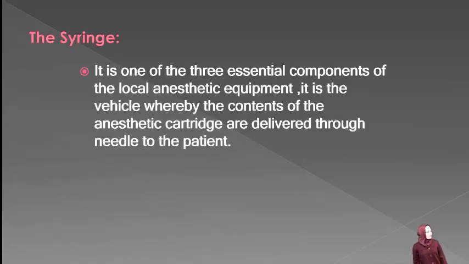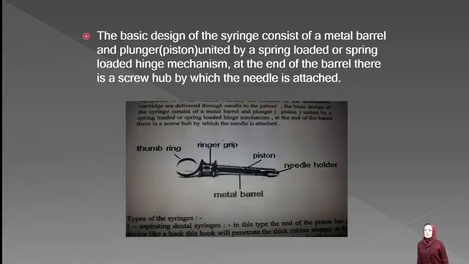The syringe. It is one of the three essential components of the local anesthetic equipment. It is the vehicle whereby the contents of the anesthetic cartridge are delivered through the needle to the patient. The basic design of the syringe consists of a metal barrel and a plunger piston united by a spring-loaded hinge mechanism. At the end of the barrel, there is a screw hook by which the needle is attached.